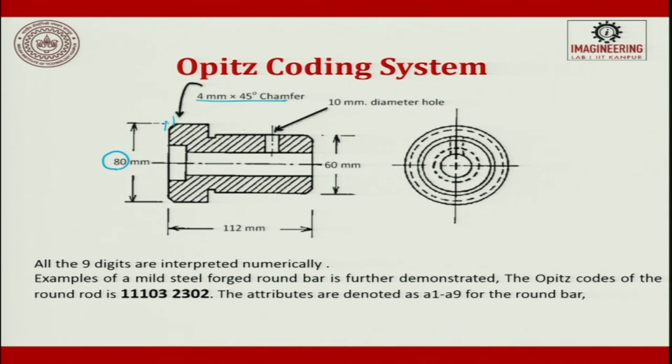So, they do an internal drilling of this part, and then they turn the part, and then they do this counter boring or counter sinking, and then they also do the hole which is there in a separate drilling machine. So, all the 9 digits are interpreted numerically. Example of a mild steel forged round bar is further demonstrated using the Optis code 111032302. The attributes are denoted as A1 to A9 for the round bar.